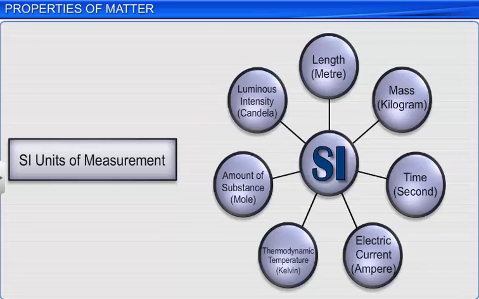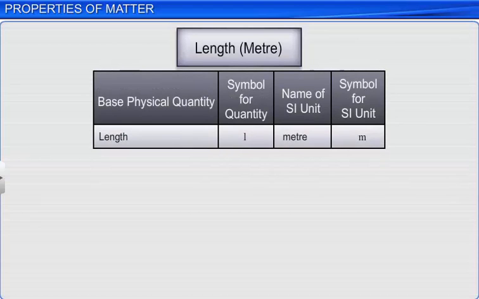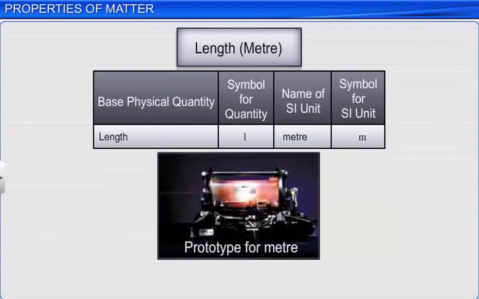Let's look at each quantity one by one. The SI base unit of length is meter. Meter is the length of the path travelled by light in vacuum, during a time interval of 1/299,792,458 of a second.